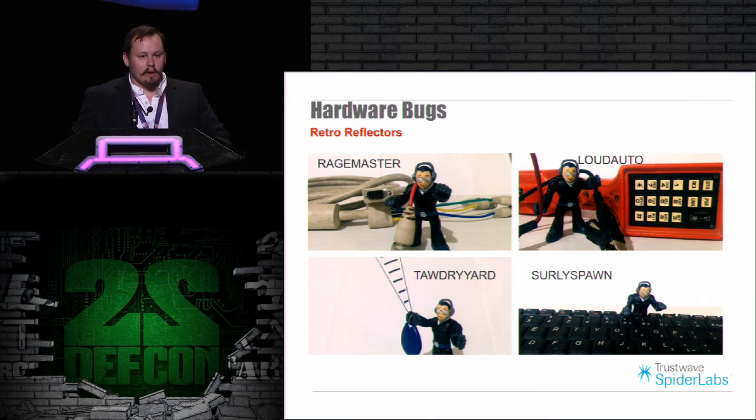Same thing, Tardriard is a radio beacon. Think of this as RFID on crack. They can track down where a physical device is, maybe a laptop or a phone they've connected to. They can use radio beacons to try to find out where you are, hunt you down. Surly Spawn, similar to the RageMaster, is a system embedded in line with your keyboard. When an RF signal turns it on, it starts transmitting what you're typing on your keyboard. Basic ideas here, very simple. They all collect information and send it over radio frequencies.